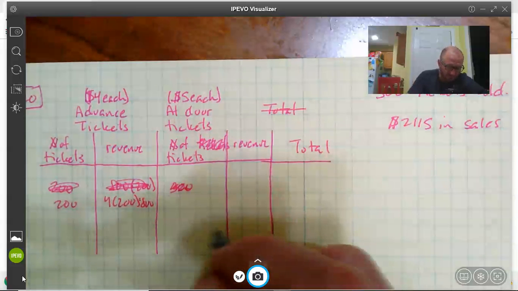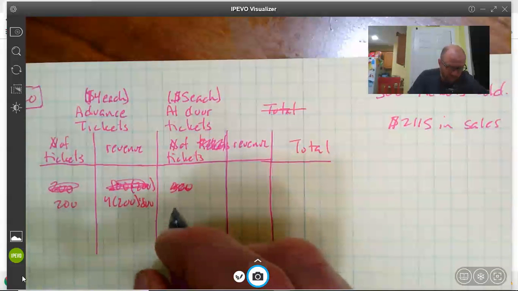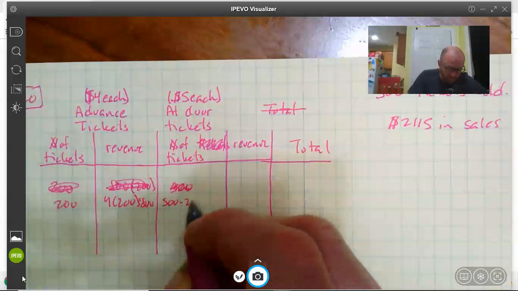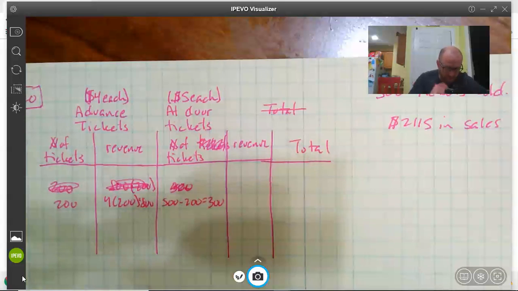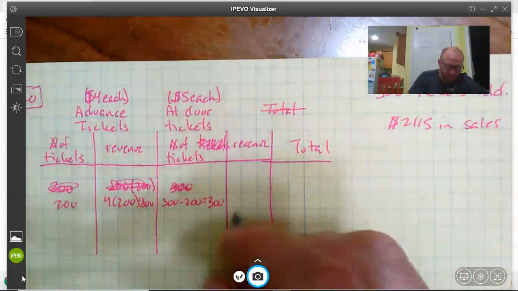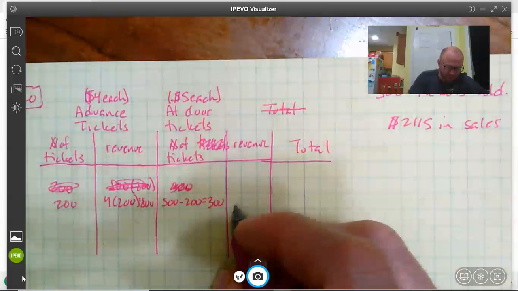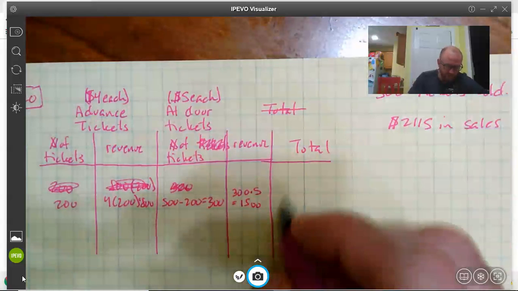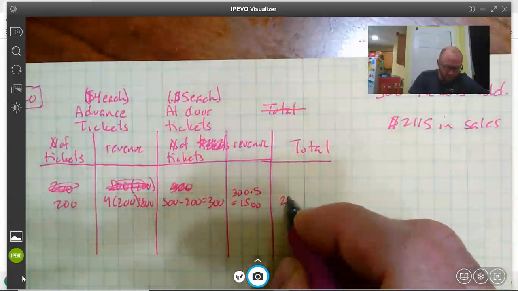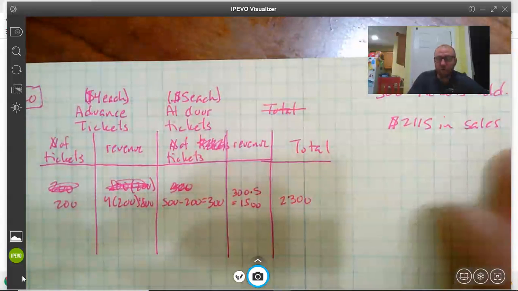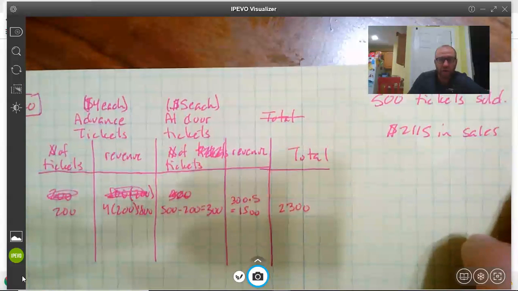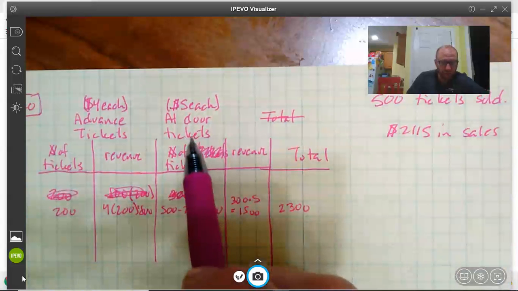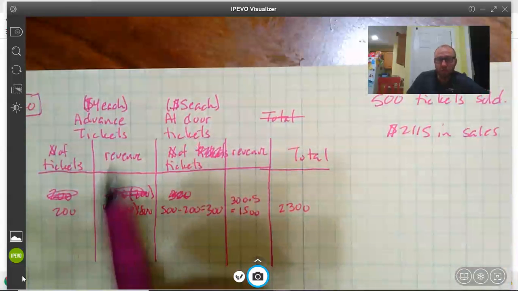And over here we would have 500 minus 200 is 300. And revenue from that would be 300 times 5, which equals 1,500, and 1,500 and 800 is 2,300 total. So our revenue is too big. If it's too big, that probably means that there are too many at the door tickets. So it should be more advanced tickets.